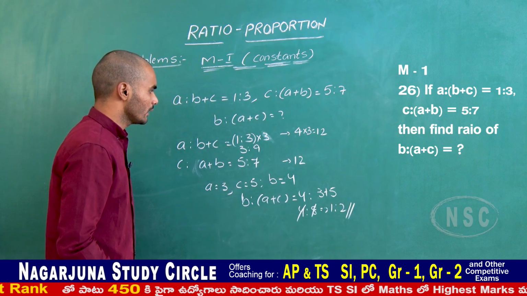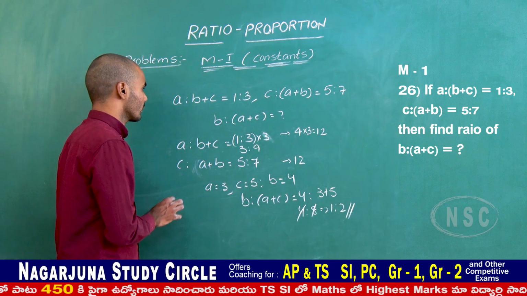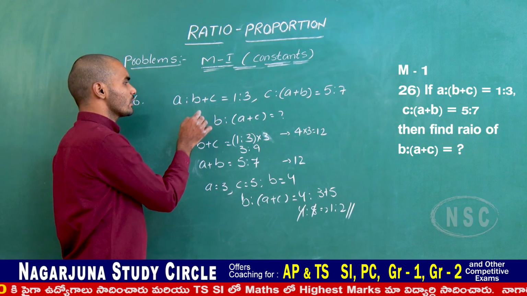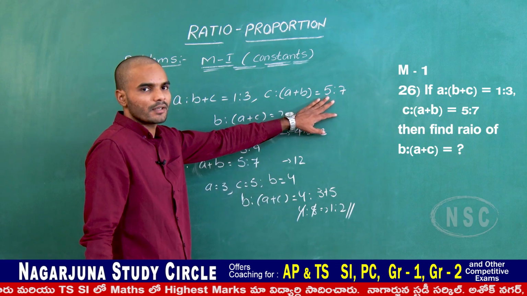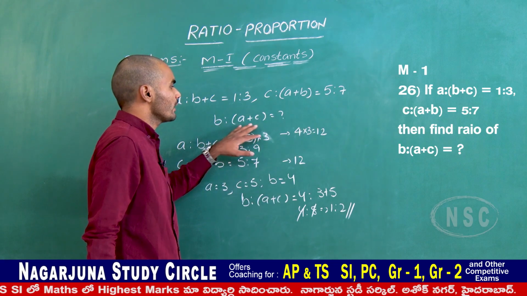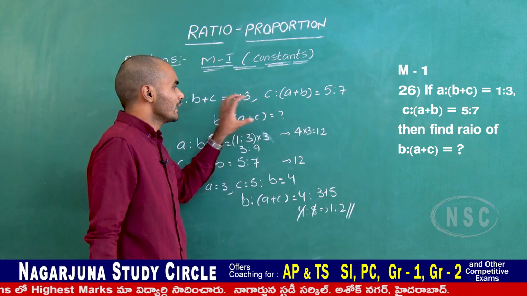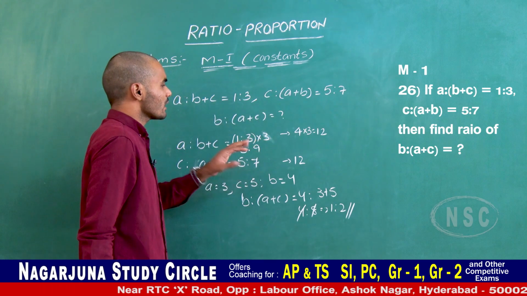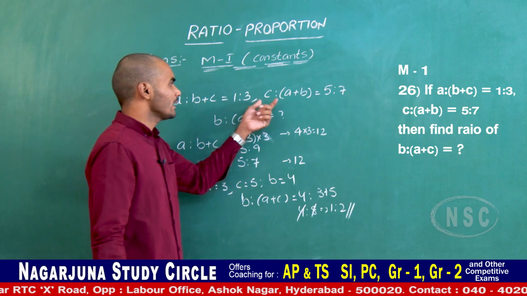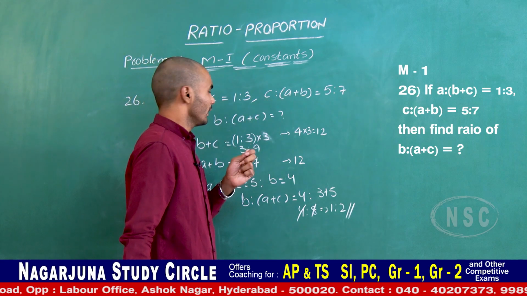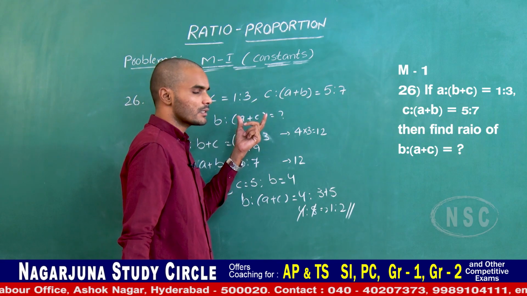Just see it another time. Just see this. A is to B plus C is 1 is to 3, and C is to A plus B is equal to 5 is to 7. Then find B is to A plus C is equal to question mark. This is the given data. Just observe this once. A is to B plus C means ABC. C is to A plus B means ABC. And B is to A plus C means ABC.